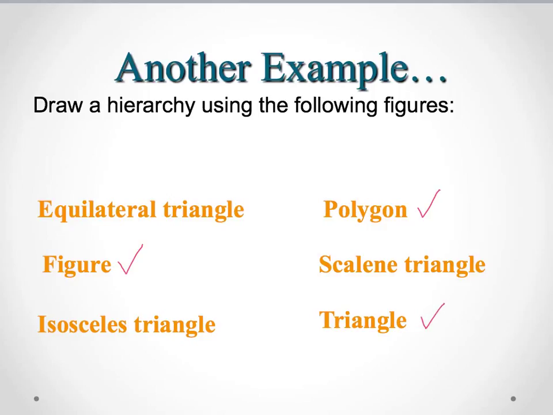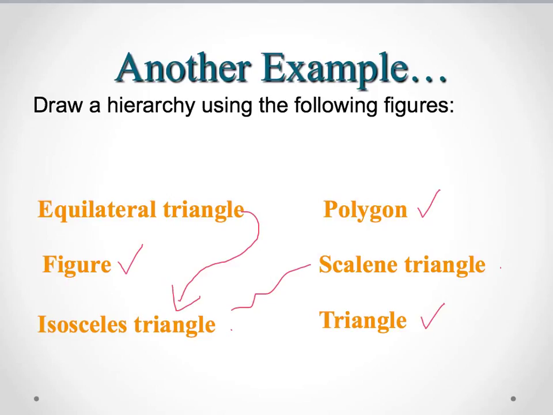Okay, and then we can get into specific triangles. Okay, well, we have scalene triangles that have no equal sides, so that would go down under triangles. We also have isosceles triangles, which have two or more equal sides. Okay, so these two would be on the same level. And lastly, we have an equilateral triangle because it is a special type of isosceles.